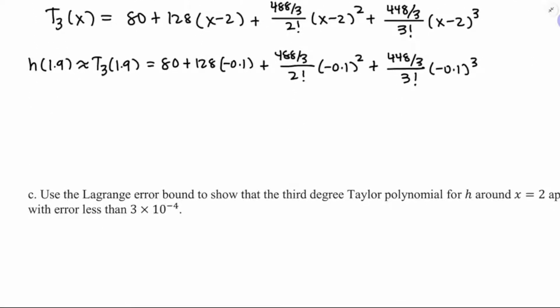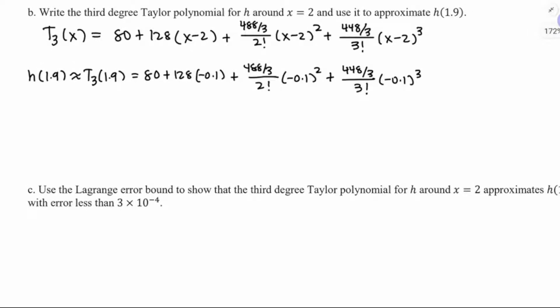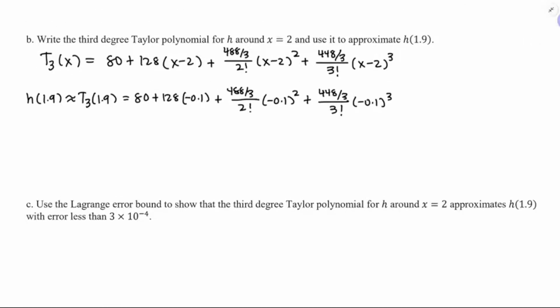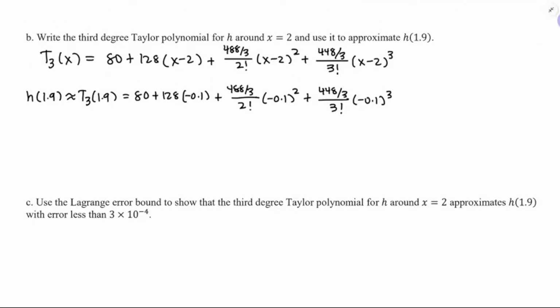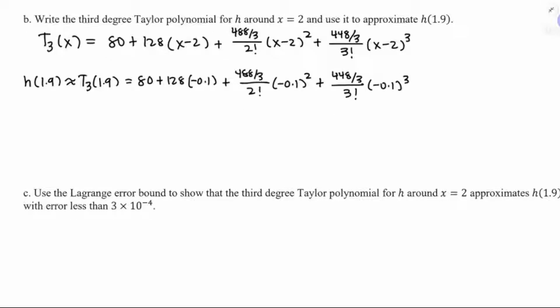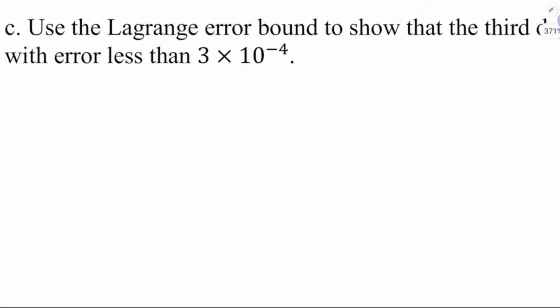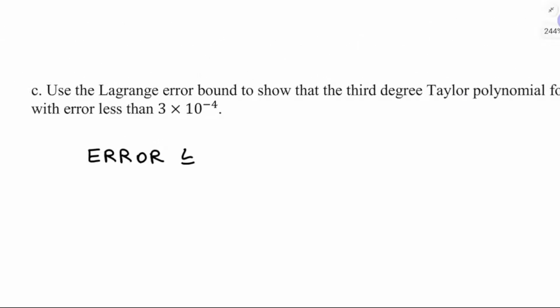Right, now we're going to use the Lagrange error bound to show that the third degree Taylor polynomial for h around x equals 2 approximates h of 1.9 with error less than 3 times 10 to the negative 4. Okay, so remember how this always starts. With Lagrange error bound, we always start by saying error is less than or equal to. That's very important that we start like that. Then we're just trying to maximize the next term.